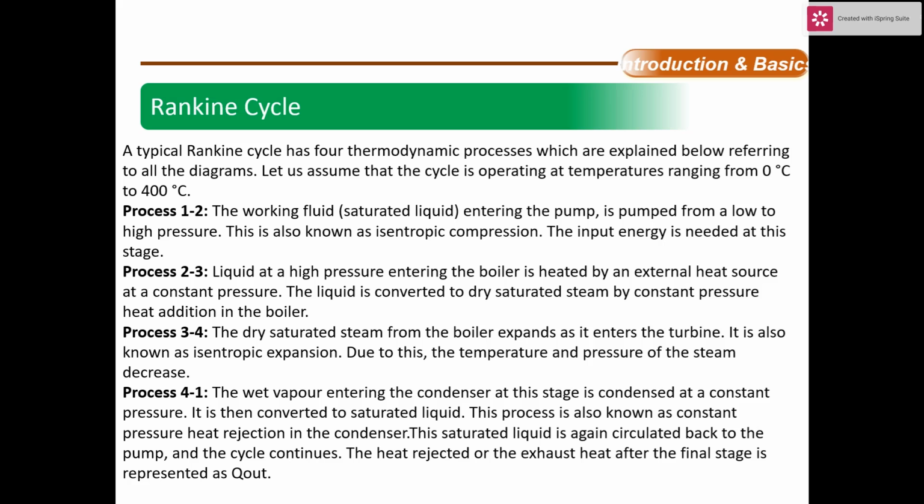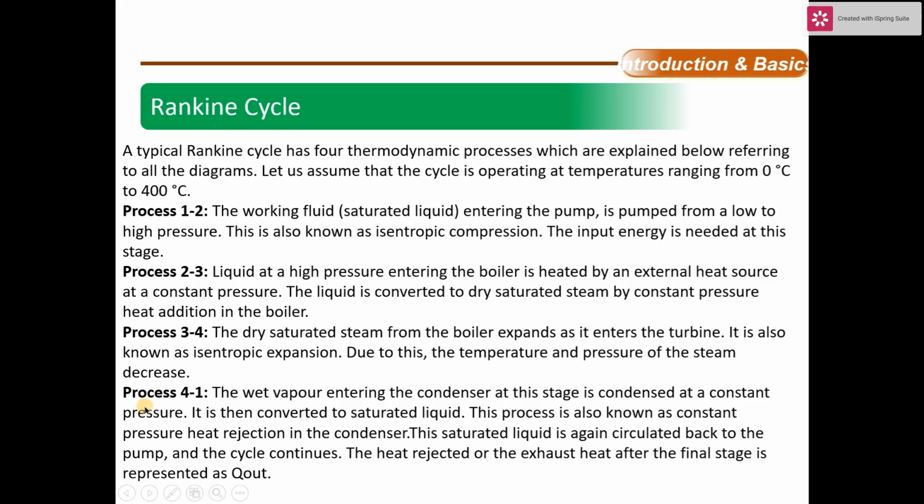Process 2-3. Liquid at high pressure entering the boiler is heated by an external heat source. At a constant pressure, the liquid is converted to dry saturated steam by the constant pressure heat addition in the boiler. Process 3-4. The dry saturated steam from the boiler expands as it enters the turbine. It is also known as isentropic expansion, due to which the temperature and pressure of the steam decrease.